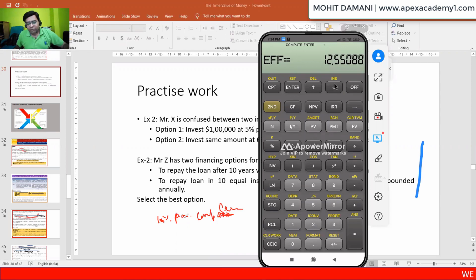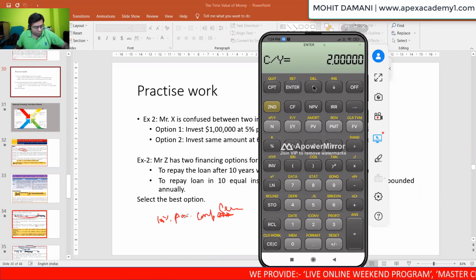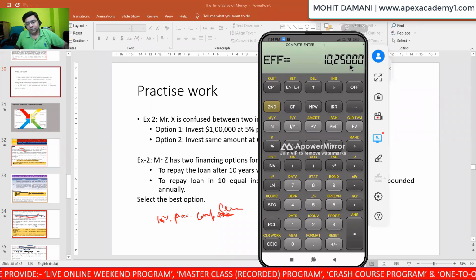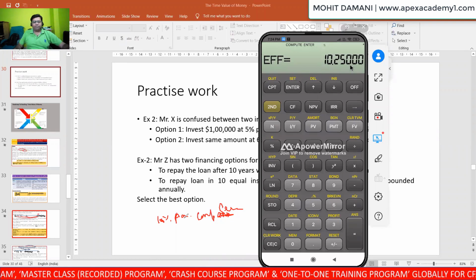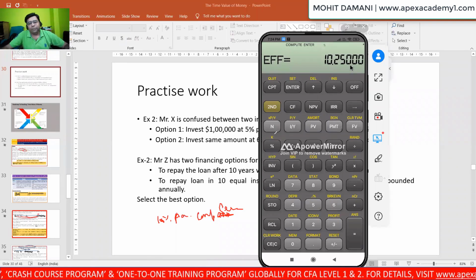We need to calculate the effective rate. Again, arrow down. How many times is compounding happening? Sir, it is semi-annual, so compounding is happening twice. So 2, enter, arrow up, and then you click on the compute button. 10.25%. That is your effective rate.